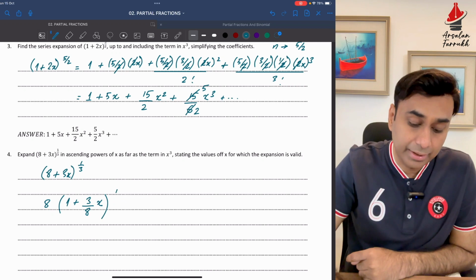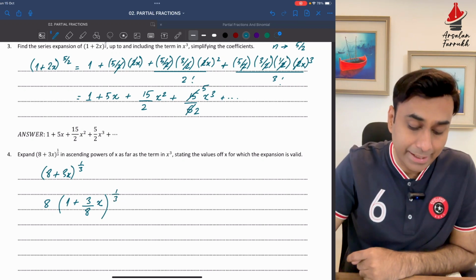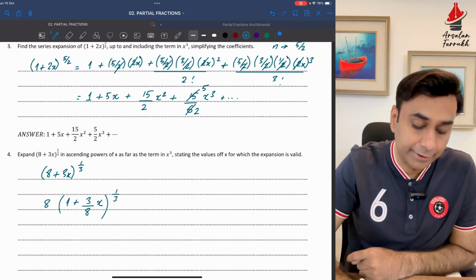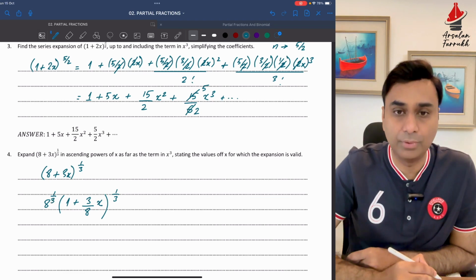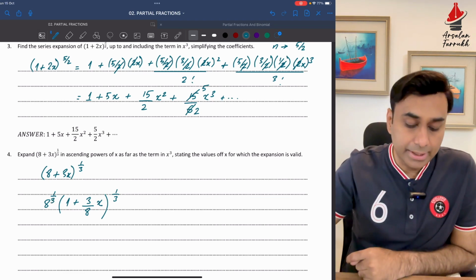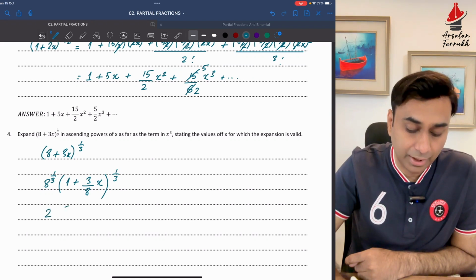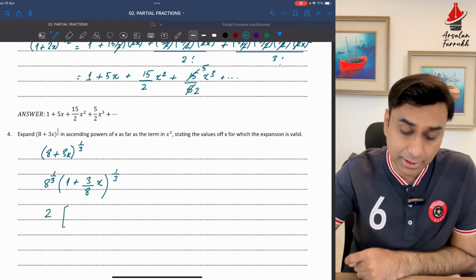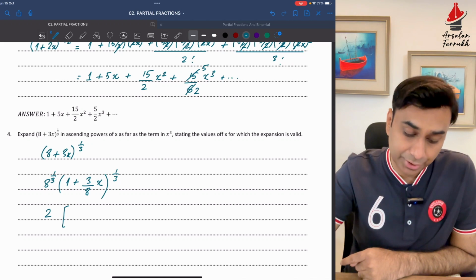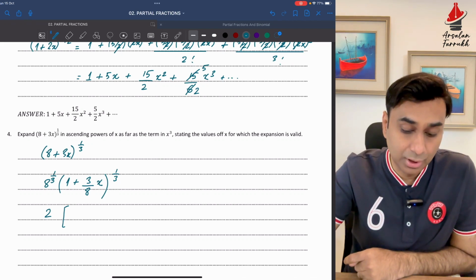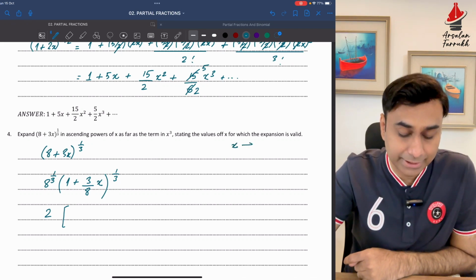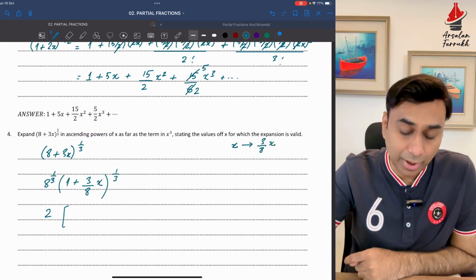But do not forget that since you took 8 common out from inside the bracket, this will also have a power 1 upon 3. 8 power 1 upon 3 simplifies to 2, which you can simplify later on alongside. But then look at the expansion. For this expansion, the x of the formula is basically 3 by 8x, and the n of the formula is basically 1 upon 3.